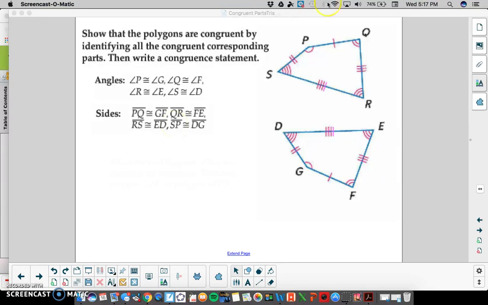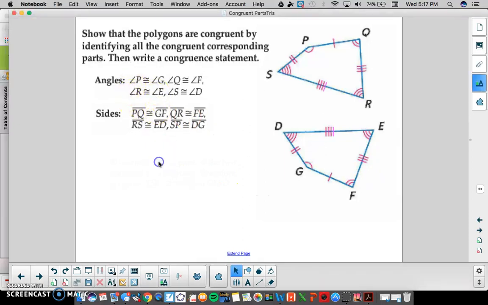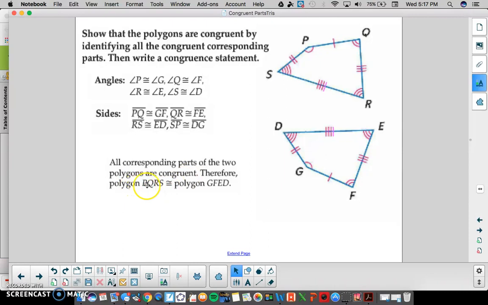Now that we've shown all of our pieces are congruent, we can say the wholes are congruent. So once we've matched up all the pieces, we can say the whole figures are congruent figures. So because all corresponding parts of the polygons are congruent, we can say polygon PQRS matches or is congruent to polygon GFED. And again, notice that P matches with G, Q matches with F, R with E, and S with D. So that congruence statement is really important to make sure we match up the right parts.